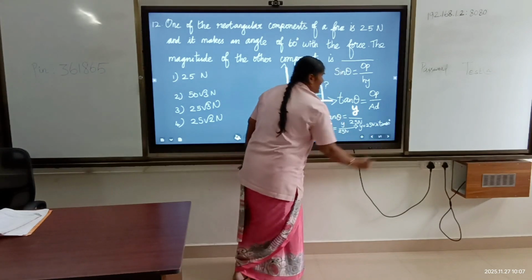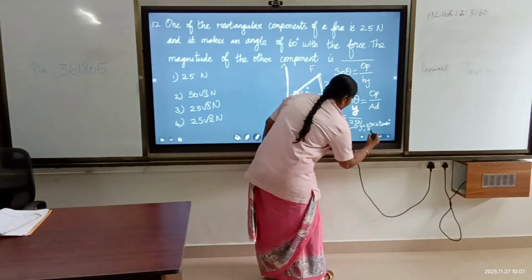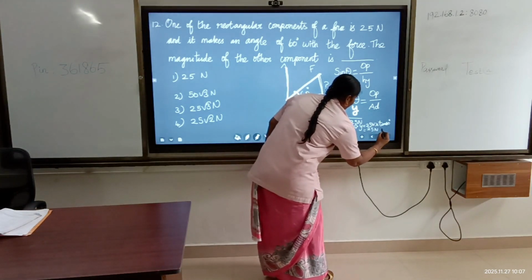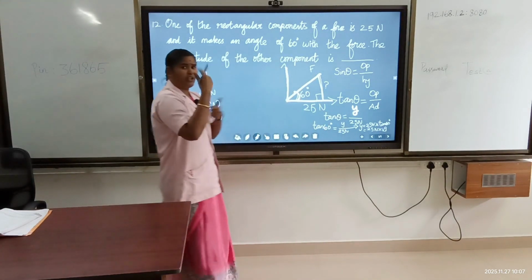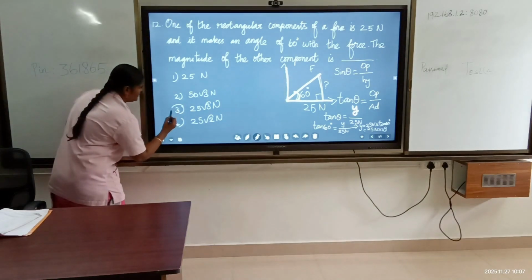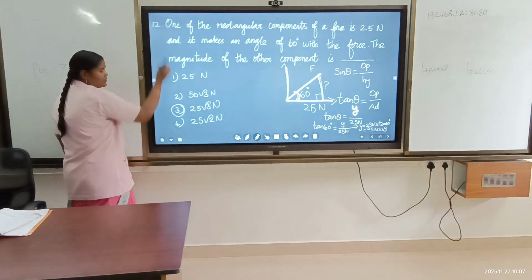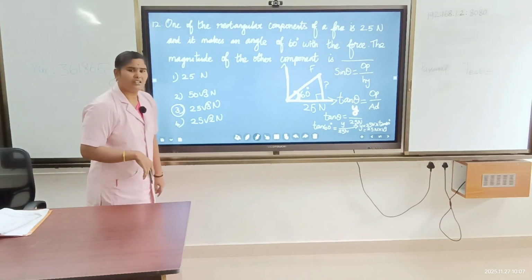What is the value of tan 60? Very good, root 3. So 25 Newton into root 3. Is there any option 25 root 3 Newton there? Yes, option 3. So for the 12th sum, what is the correct answer? Third one. Have you all understood? Thank you.